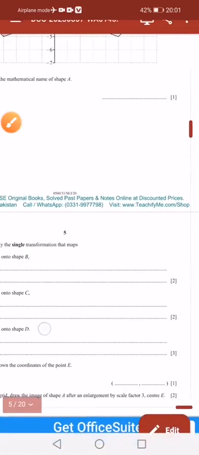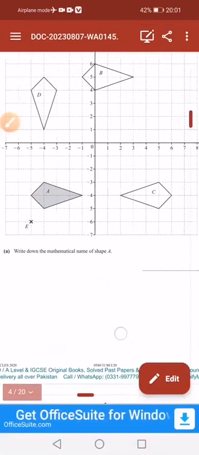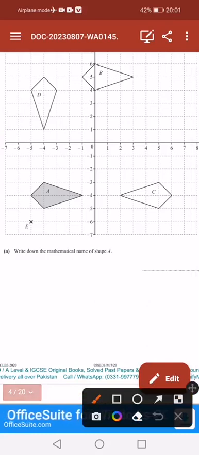Right, 2 marks. Next, write down the mathematical name for shape A. Where is shape A? This one.